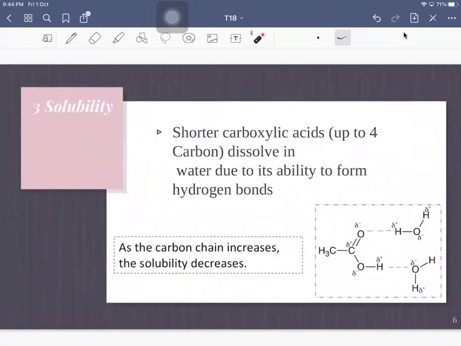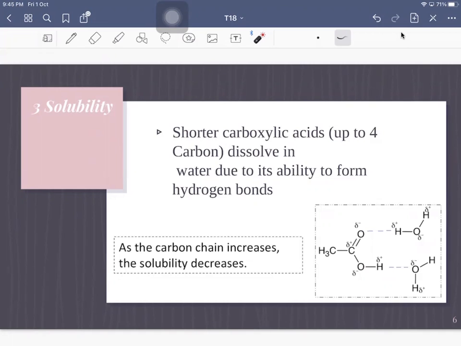Solubility, again, the idea of solubility is it depends on whether they can form hydrogen bonds with water or not. Okay, so in this case, since carboxylic acids can form hydrogen bonds with itself, it can also form hydrogen bonds with water. Just like alcohols as well, the shorter chain alcohols are more soluble in water.